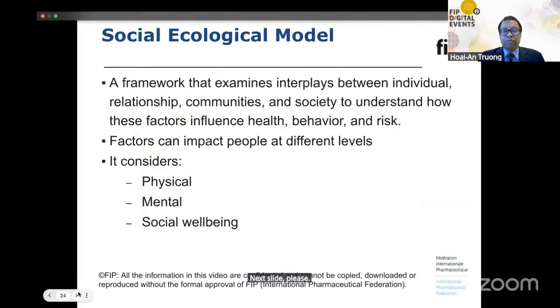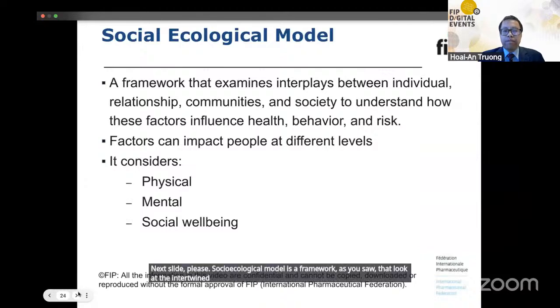The socio-ecological model is a framework, as you saw, that looks at the interplay between the individual, the relationship, the community, and society to understand how these factors influence health, behavior, and risk. The different levels: the physical, the mental, as well as social well-being level.